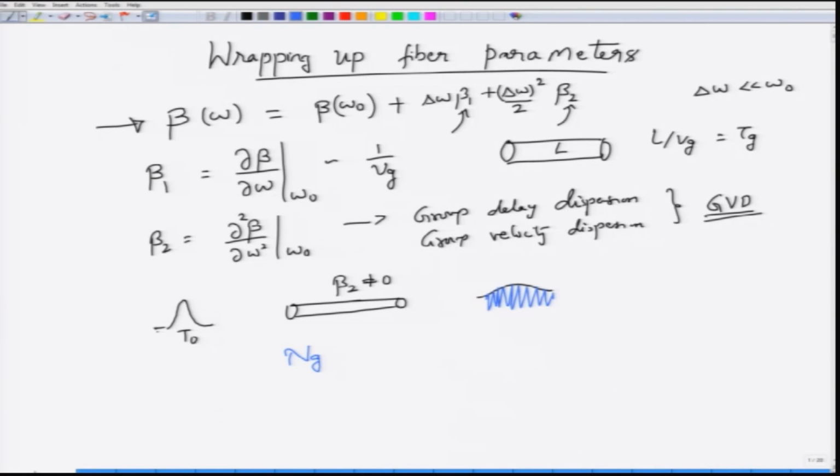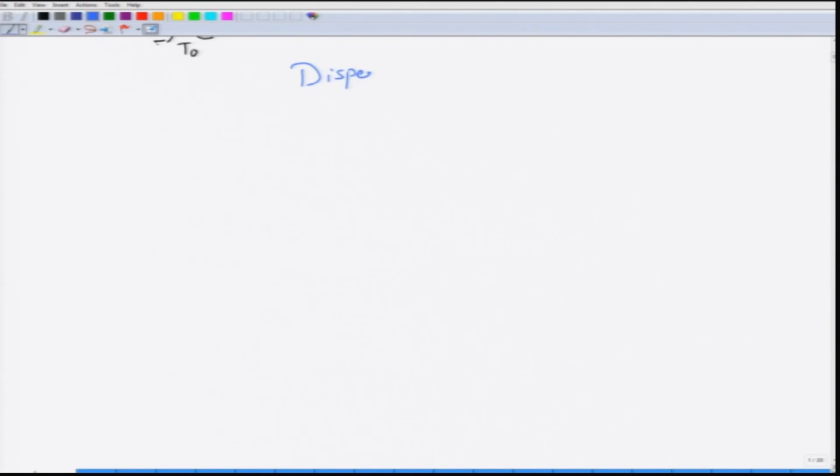So, material dispersion is actually the property of the material itself. So, we have discussed ng, the group index. Now, let us look into the reasons why we get material dispersion.